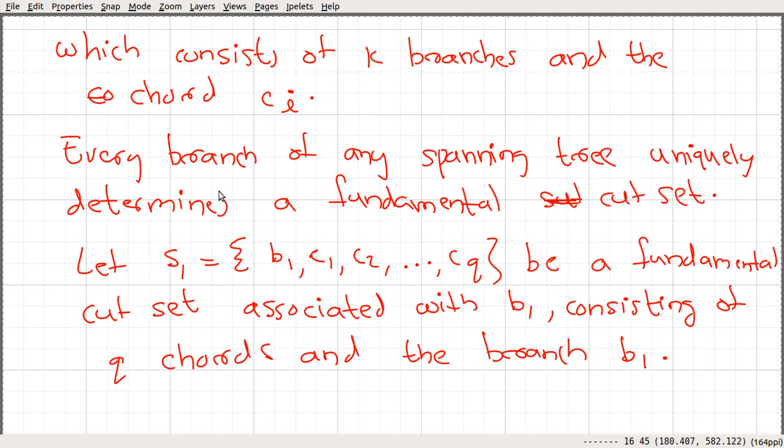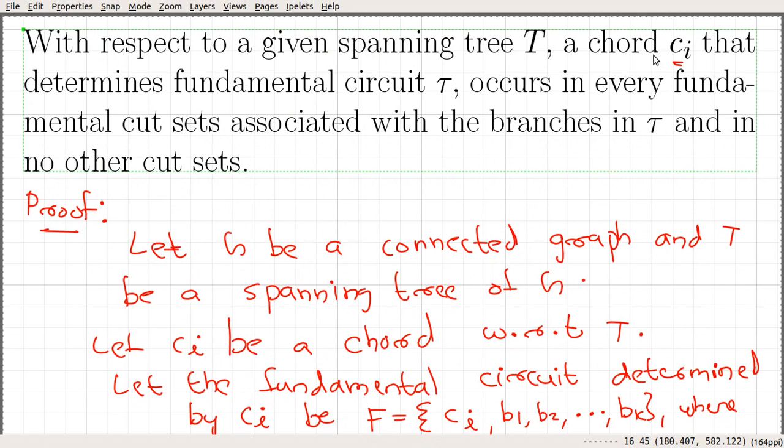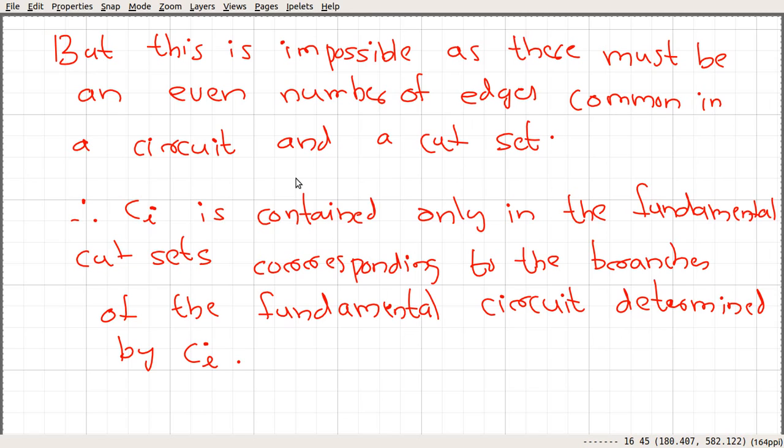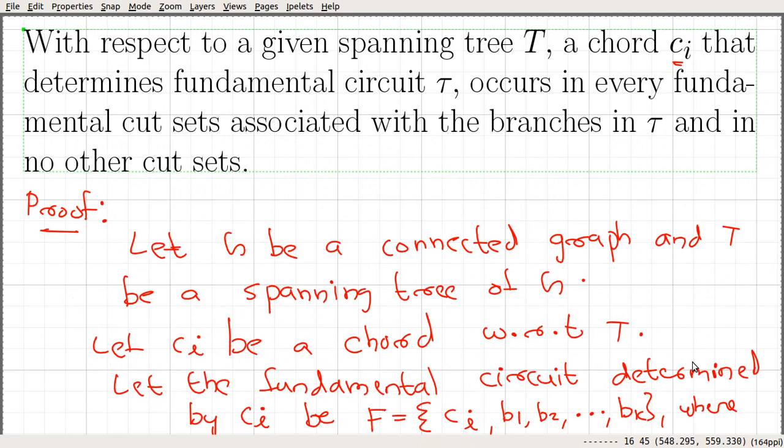So we proved these two things: this chord Ci occurs in every fundamental cut set associated with the branches in this fundamental circuit and in no other cut sets. That's the proof of this statement. So we are able to prove that with respect to a given spanning tree T, a chord Ci that determines the fundamental circuit tau occurs in every fundamental cut set associated with the branches in tau and in no other cut set.